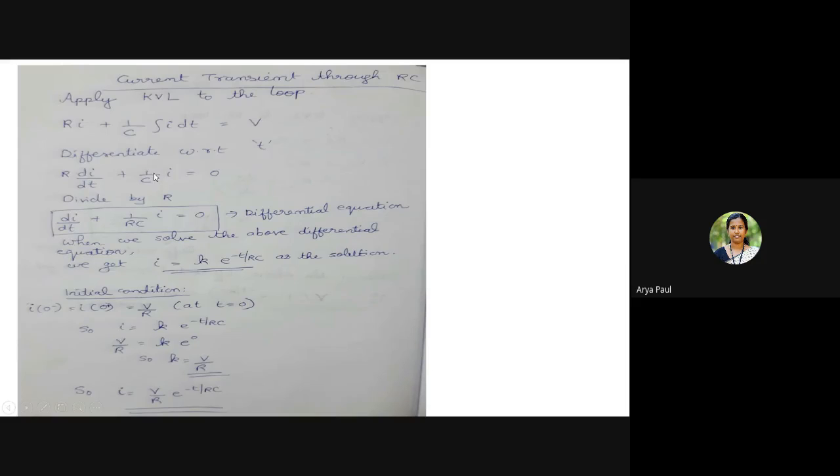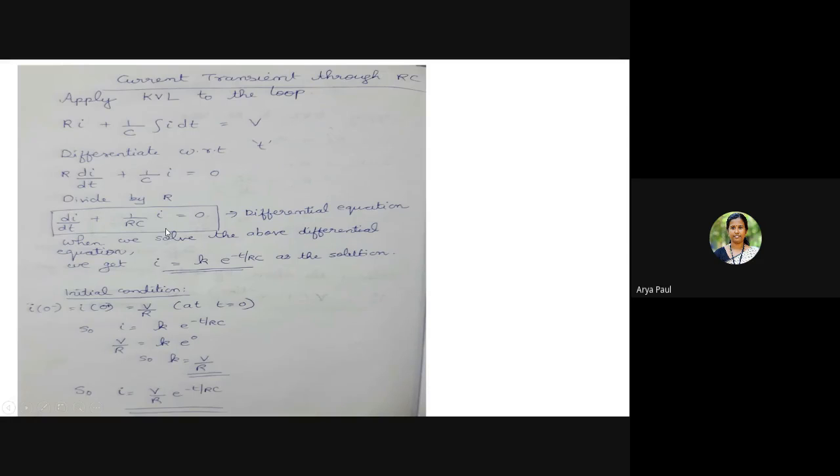So 1 by C is a constant again, so 1 by C into I is equal to the differential of V. V can be 5 volts or 12 volts, but here V is a constant DC voltage. So when you differentiate V, since it is a constant value, you will get 0. Now divide throughout by R. So you get di by dt plus 1 by RC into I is equal to 0. This is your whole differential equation that you need to put in your MATLAB.